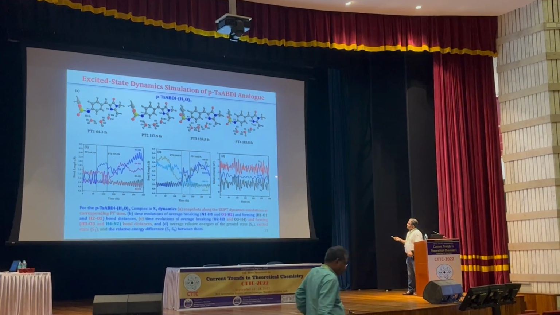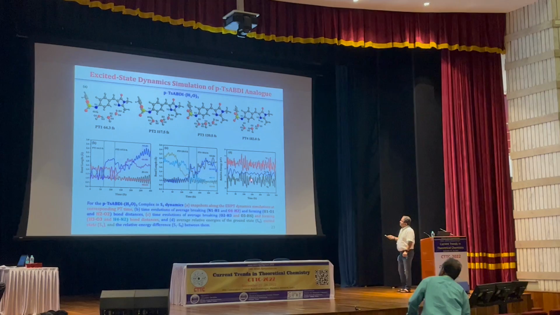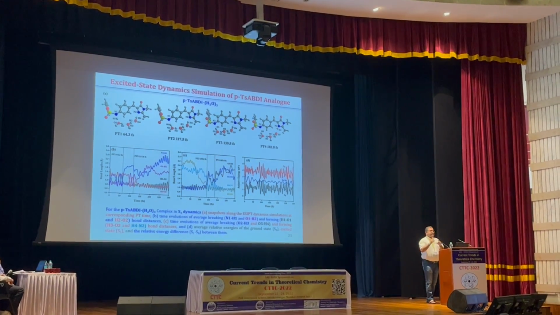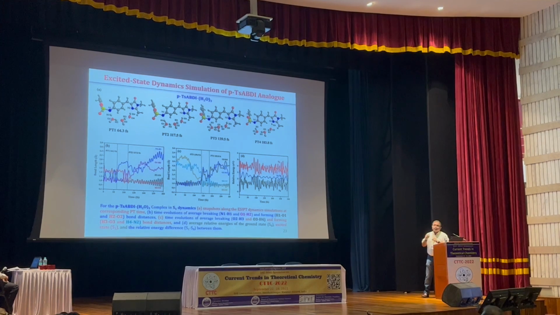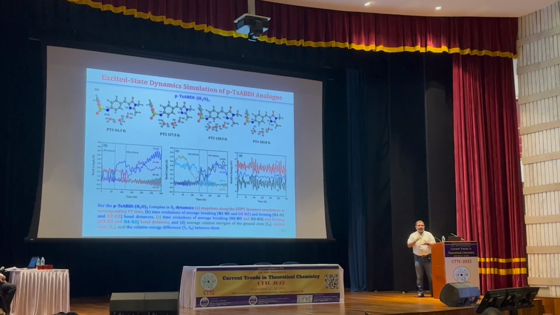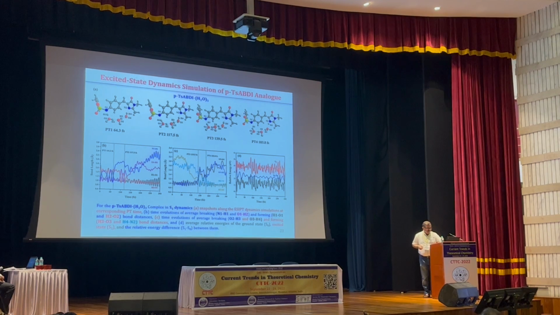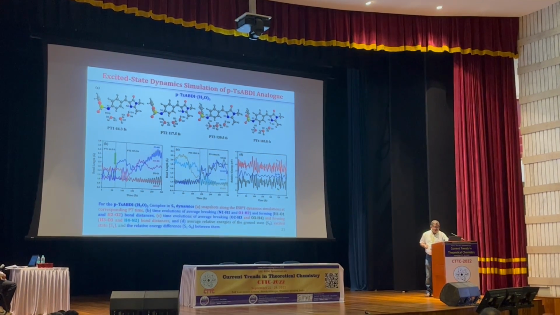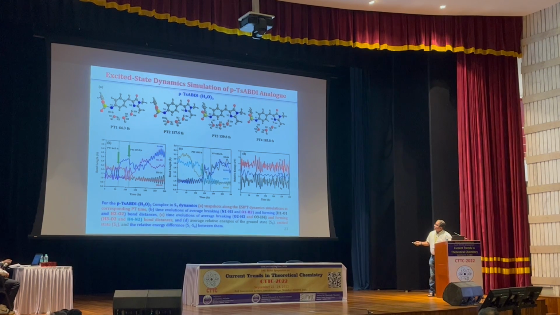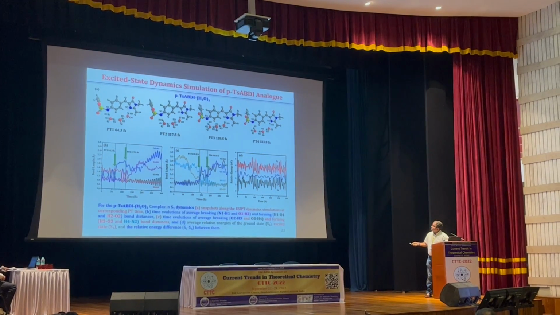Another thing is that if I look at the energy difference between the ground and excited state, the values are fluctuating around 2 electron volts, which means there is no conical intersection between the S1 and S0 states. So these are the proton transfer processes.